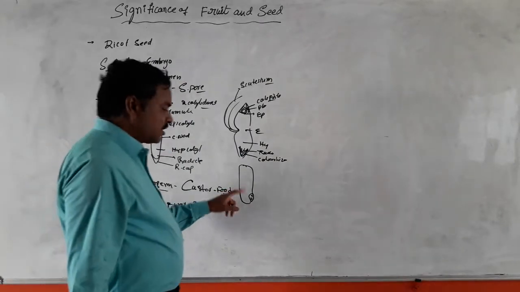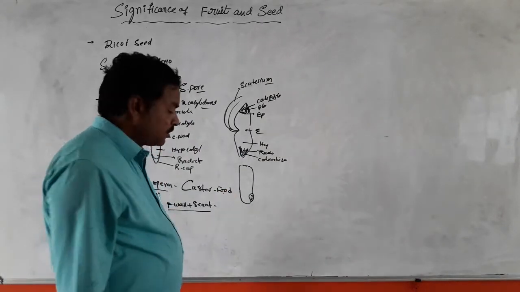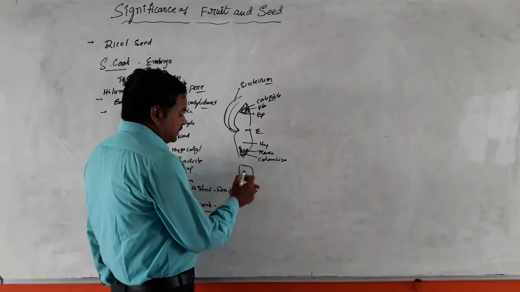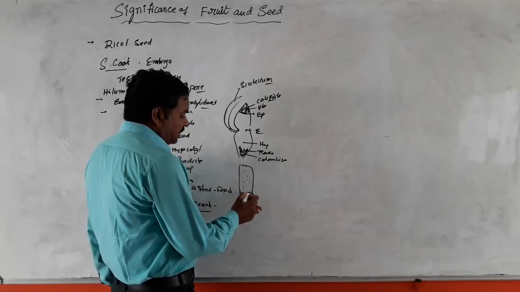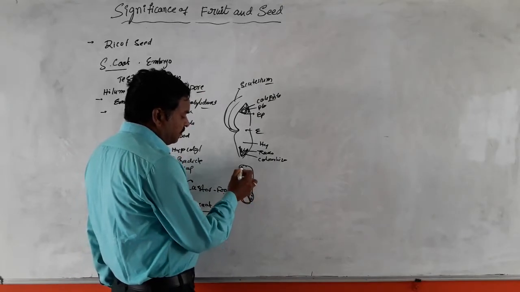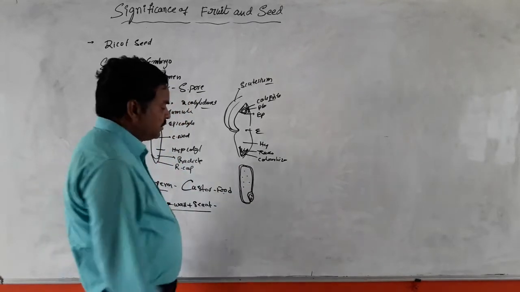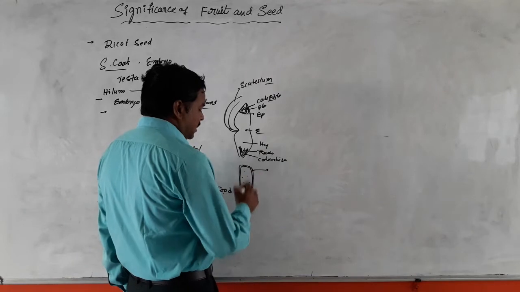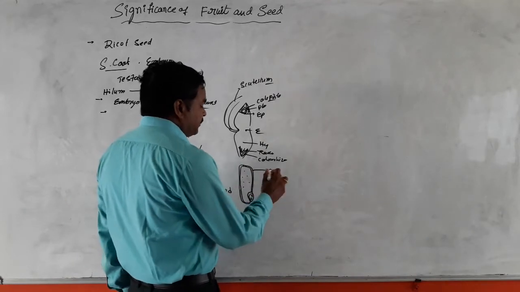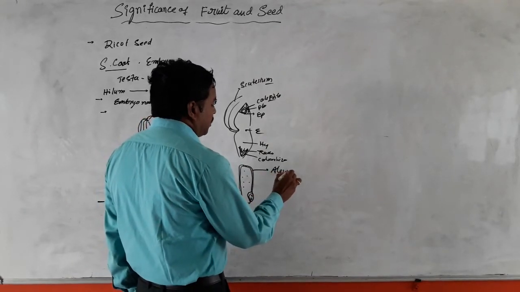In case of monocotyledonous plants, coming to very important points: this is the endosperm. The outer layer of the endosperm separates the embryo from the endosperm. Such a proteinaceous outer layer of the endosperm is called the aleurone layer.